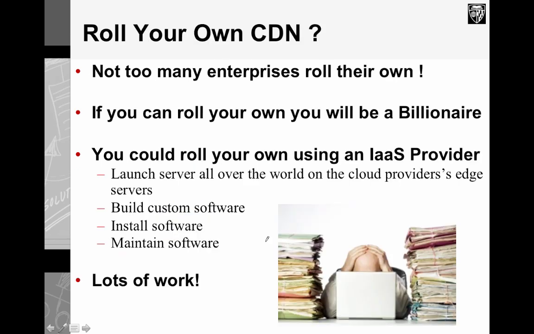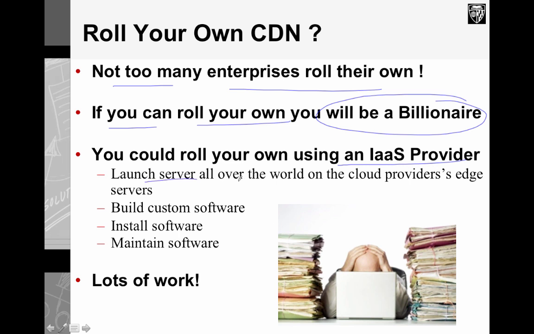You want to roll your own. The reality is not too many enterprises roll their own. And the real reality is that if you can roll your own, then you will be a billionaire. It's a pretty serious business to be in. Well, if you do want to roll your own, then you could do it using an IaaS provider, somebody like AWS. You can launch servers all over the world on the cloud providers' edge servers. We know that AWS has its own edge servers. There's a whole bunch of edge servers that AWS has.